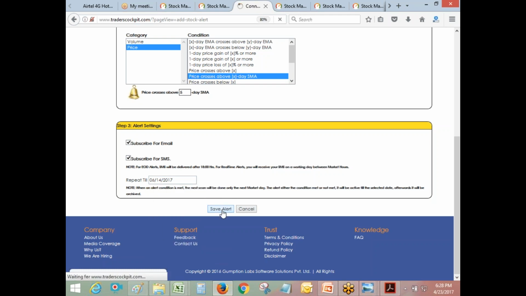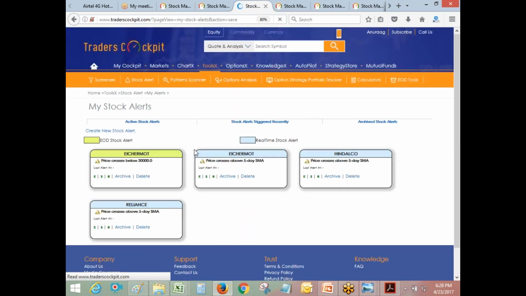So what happens now? This alert is now saved in my account. So I have all these alerts. If this crosses above this, or this goes below this, I'll get it. If this alert comes, it will automatically generate an alert and come to me. So this is the stock specific alert which I can set. That is what I'm trying to show.